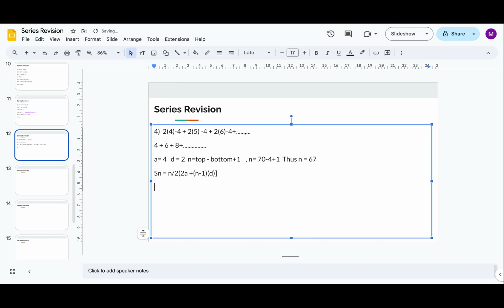Given what we have, we can simply substitute it in. So we know that n is 67. So S of 67 is equal to 67 over 2, open brackets, 2 times 4, plus 67 minus 1 times our constant difference of 2. You can quickly plug that into your calculator, and you should get that the summation is equal to 4,690. So S of 67 is equal to 4,690. So that is the answer for question 4.